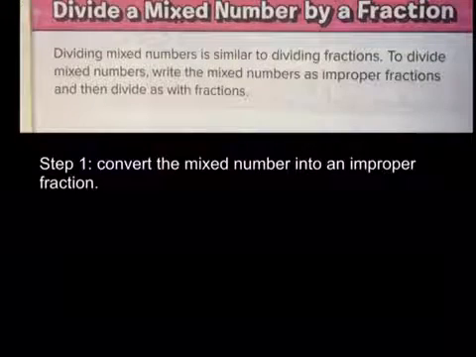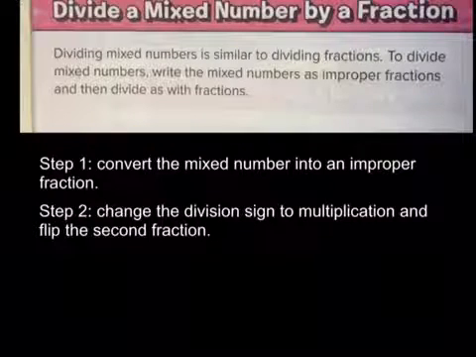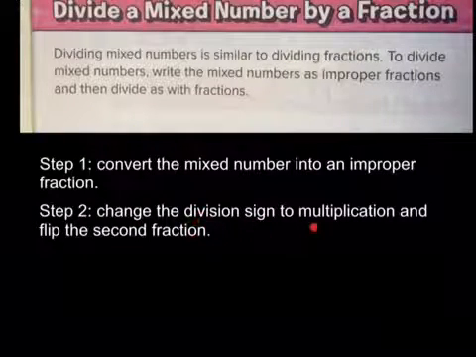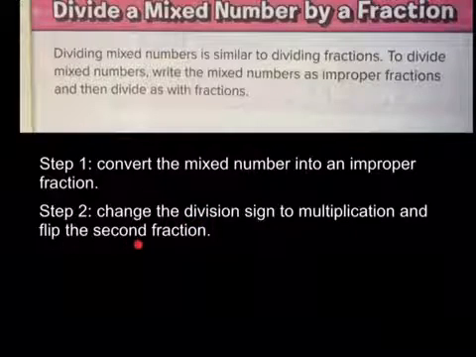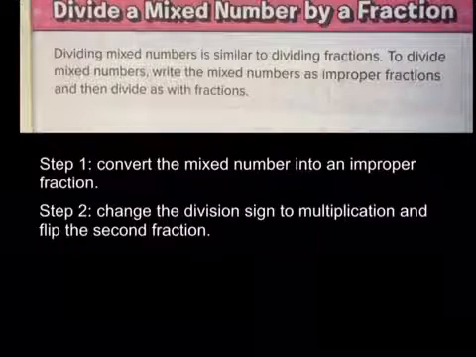So step 1, the first thing you do is convert the mixed number into an improper fraction. You might have more than one mixed number, so you convert all the mixed numbers into improper fractions. Step 2, change the division sign to multiplication and flip the second fraction. We flip the second fraction because we're looking for the multiplicative inverse.